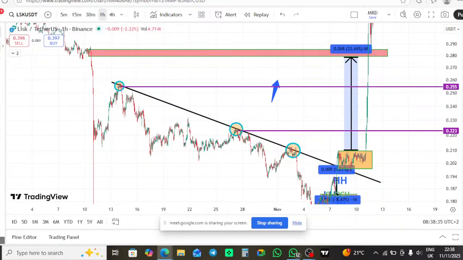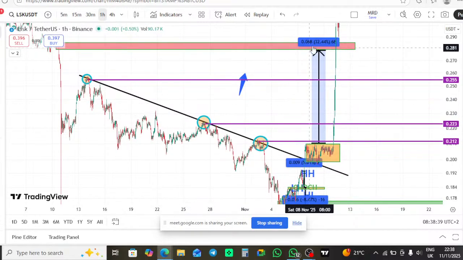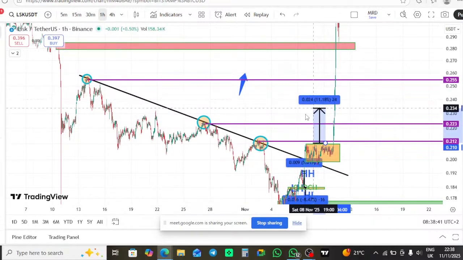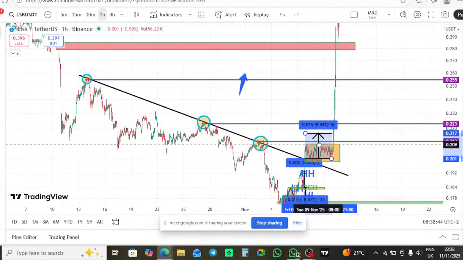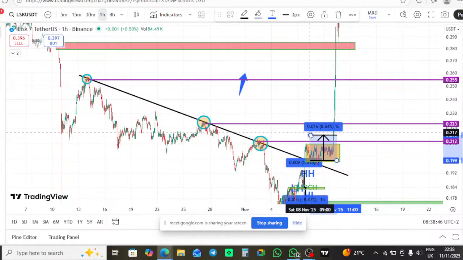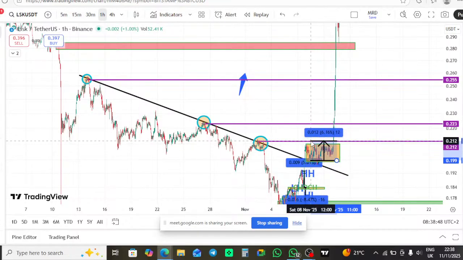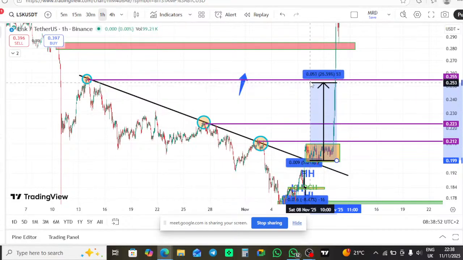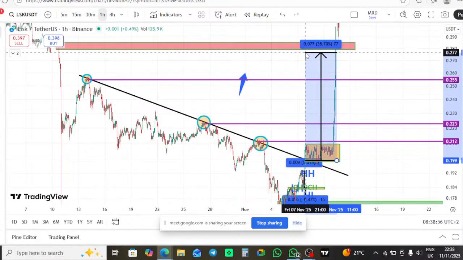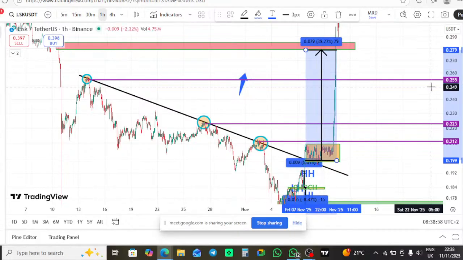And again, we can have this. Are we together? So you can decide and say, okay, me I'm going to enter immediately after retesting the trend line. My target is here. That will be 6%. Another target is here, 11%. Another target is here, 28%. Finally, we are here at 39%.